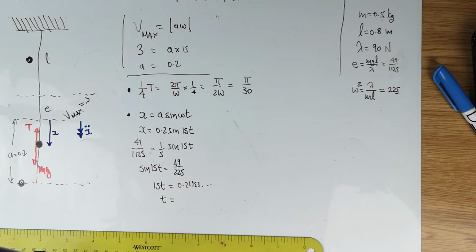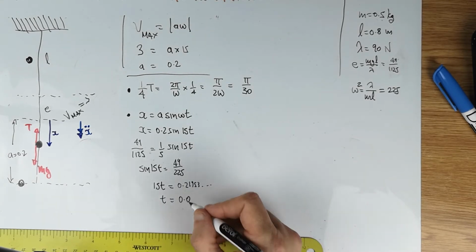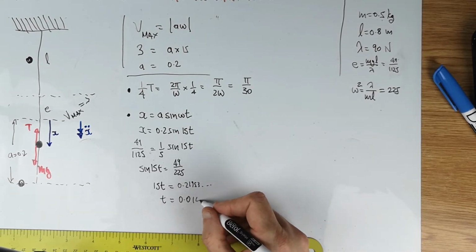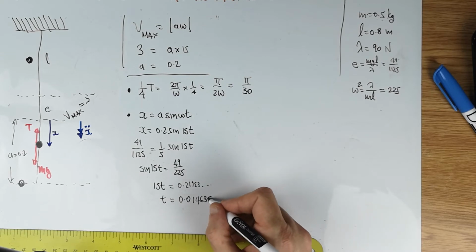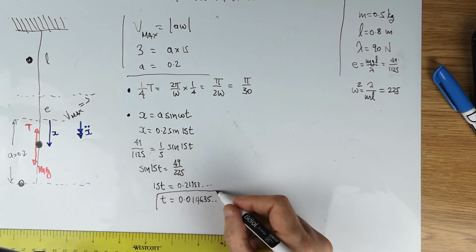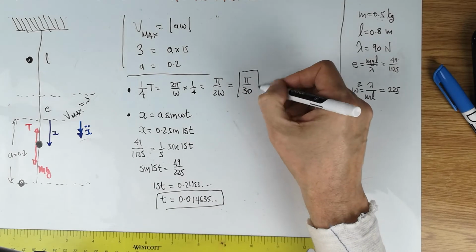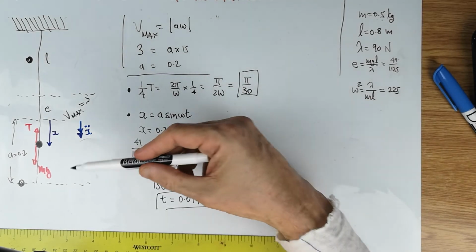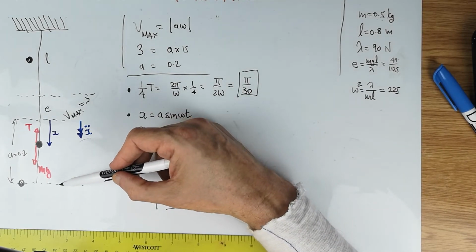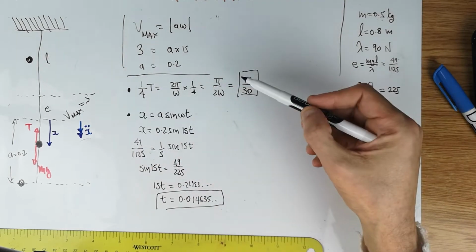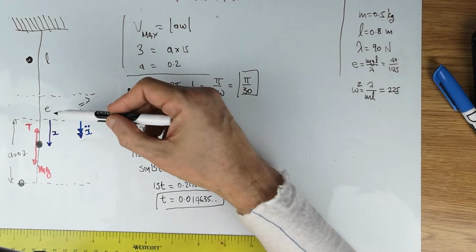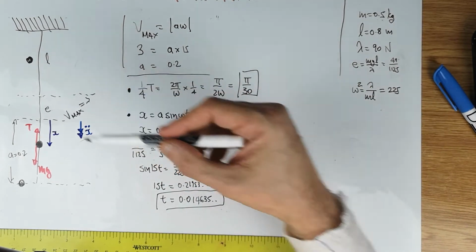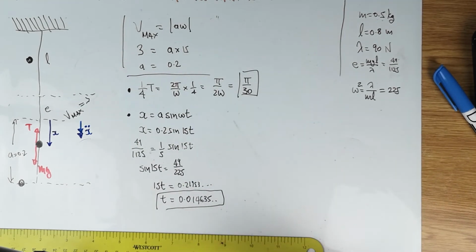syntax error, what did I do wrong? I put 2 divides there by mistake. Divide by 15, I got 0.014635... So let's collect our results so far. This time is a quarter of the period, the time it takes to go from there to there. This time is a little bit like 4 centimeters. I'm expecting some tiny little number.